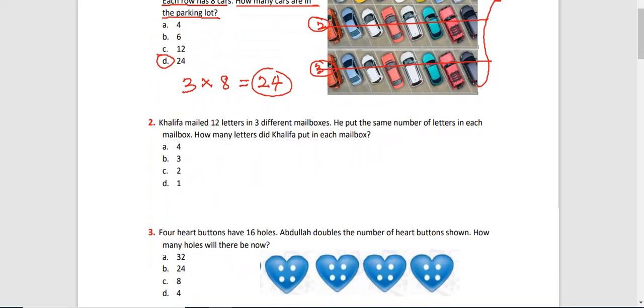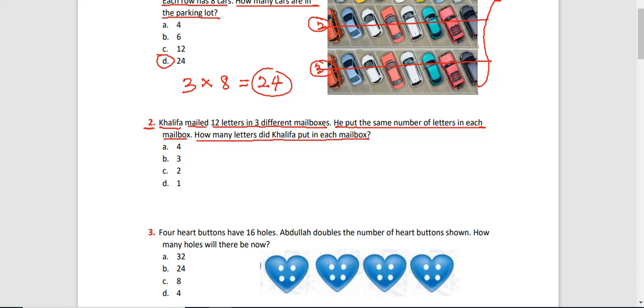Question number 2. You can pause the video and give it a try to see if you will get it correctly. Play the video back and see. Question number 2. Khalifa mailed 12 letters in 3 different mailboxes. He put the same number of letters in each mailbox. How many letters did Khalifa put in each mailbox?